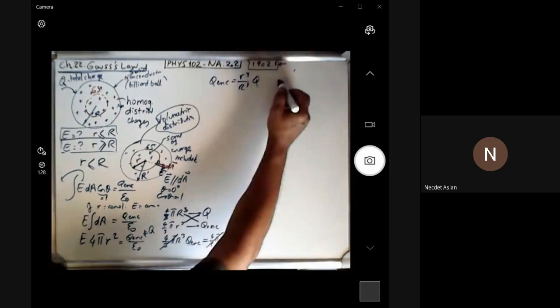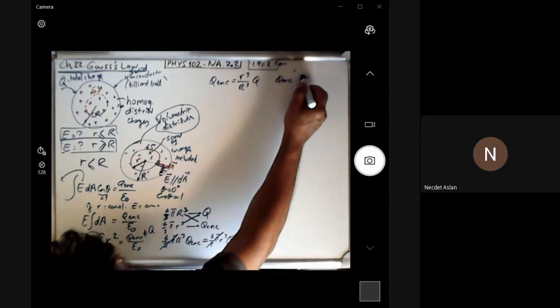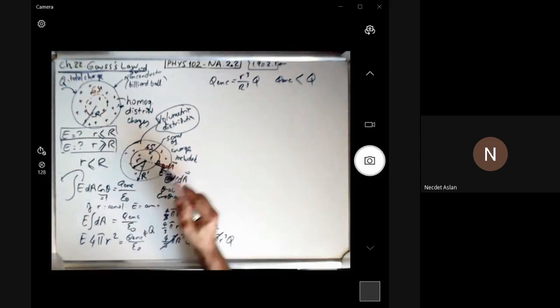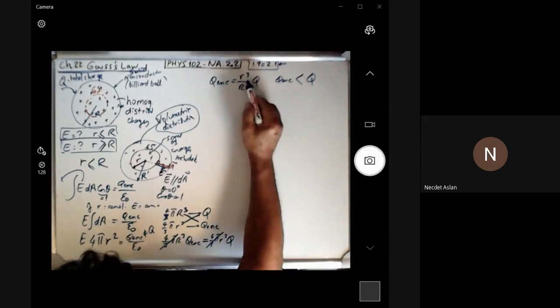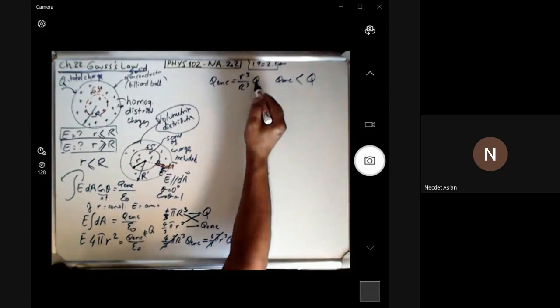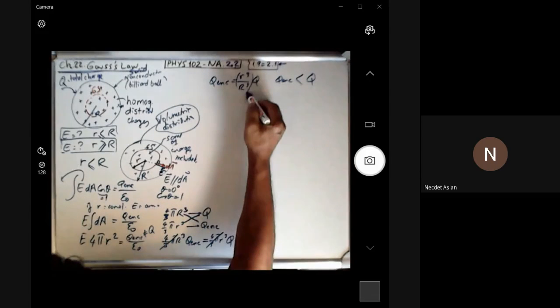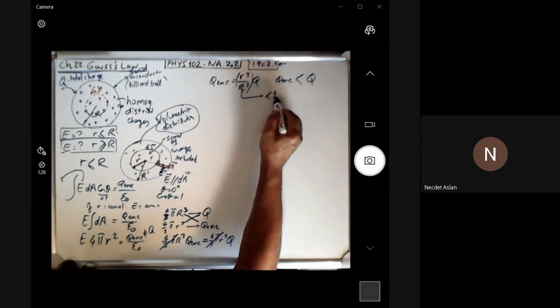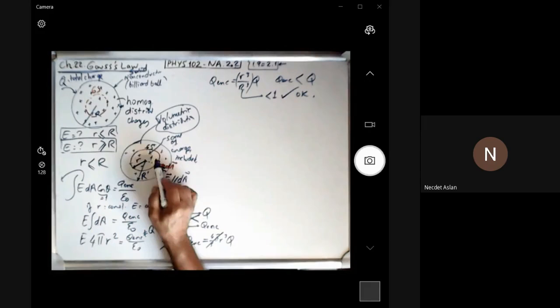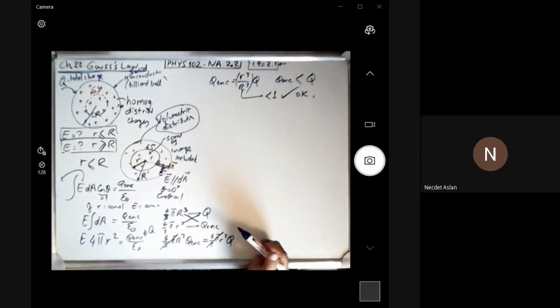We know that Q enclosed is smaller than total charge because we just considered only a portion of it. Obviously, this must be correct. Is this correct in this expression? Yes, because capital R is always greater than small r, so this expression is always less than 1. So it's correct because we can only have a small portion of the charges.